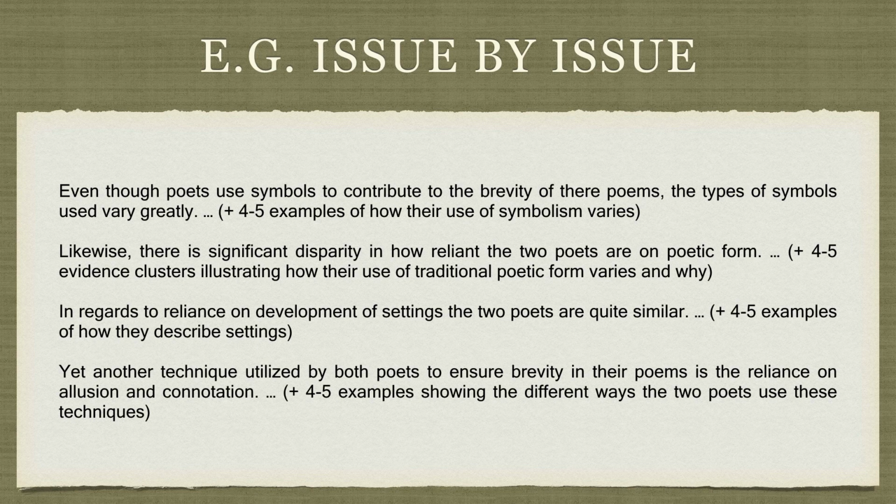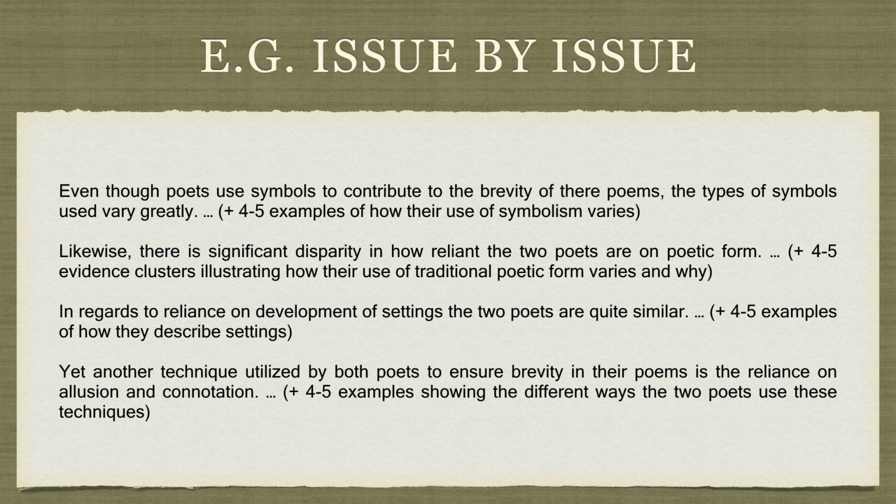Likewise, my second topic sentence: there is significant disparity in how reliant the two poets are on poetic form. And then you'd have 4 or 5 examples, 4 or 5 evidence clusters illustrating how their use of traditional poetic form varies and why that is. Third paragraph, in regards to reliance on development of setting, the two poets are quite similar. And then you can have 4 or 5 examples on how they describe their settings. So you don't need to illustrate differences as long as you're discussing both texts issue by issue.